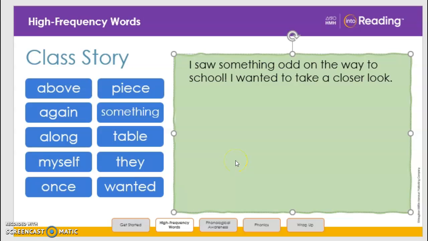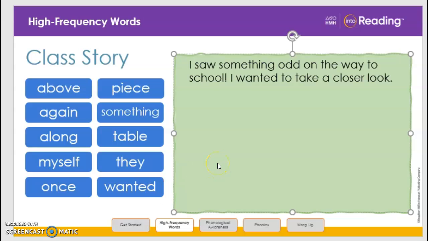Hello, second grade. We are on Module 9, Week 3, Lesson 12. And today is a review of our high-frequency words. So let's look at these and read them together. We have above, again, along, myself, once, peace, something, table, they, and wanted.